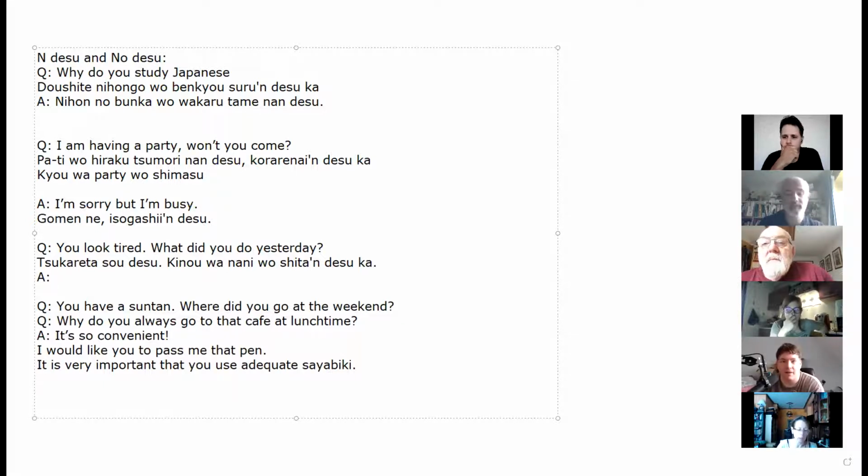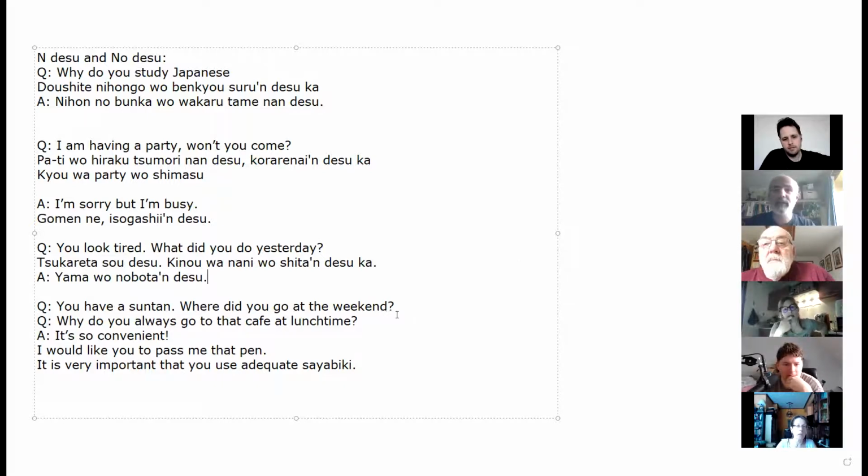Really tired. Yama o nobotan desu. Yama o nobotan desu ne? Exactly this. So this is saying I climbed a mountain, not just I climbed a mountain, but it's saying I climbed a mountain, so of course this is going to make me tired. Yama o nobotan desu. That's the reason why. It's because I climbed a mountain.